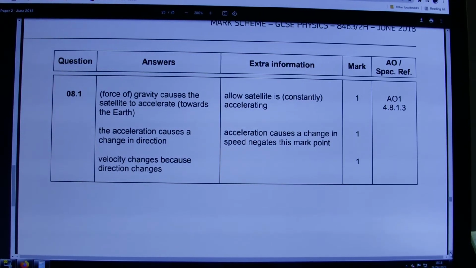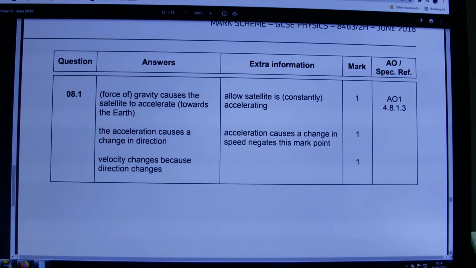No, Sherlock. Velocity changes because direction. Oh right, change in direction. Velocity changes because direction. That's because velocity has a direction. Direction is part of velocity. You change part of it, you change it.